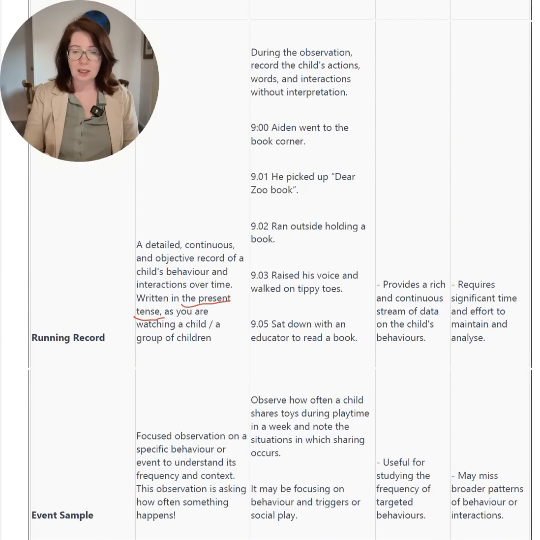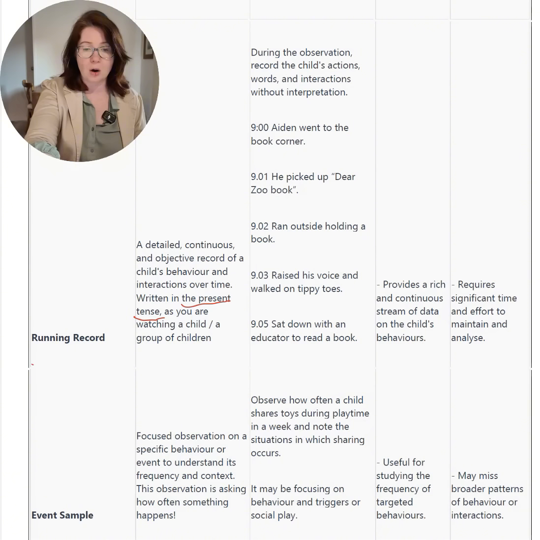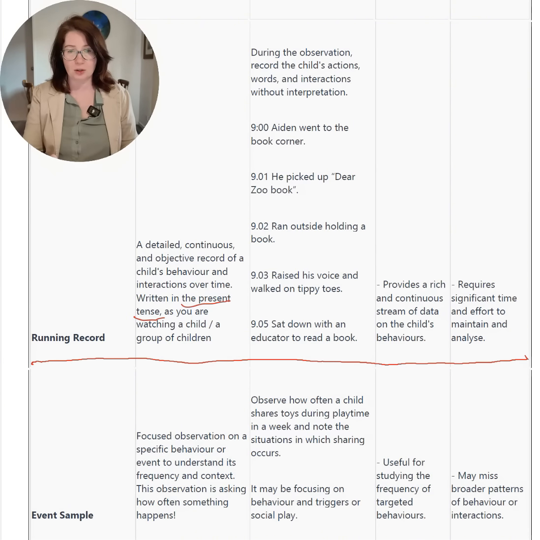So what you are looking at, usually some depths and playing, so looking for some patterns, could be attachment patterns, could be social behavior, could be any focus area, and it provides a rich continuous stream of data on a child's behavior. Usually it's hard to do when you are on the floor, but it does provide you rich continuous information, as I said.